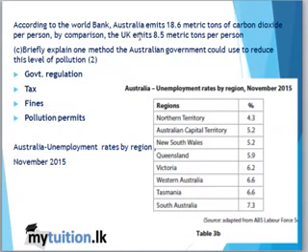Next, according to the World Bank, Australia emits 18.6 metric tons of carbon dioxide per person. By comparison, the UK emits 8.5 metric tons per person. So Australia is 18.6, the UK is 8.5. Explain one method the Australian government could use to reduce its levels of pollution. What can the government do?